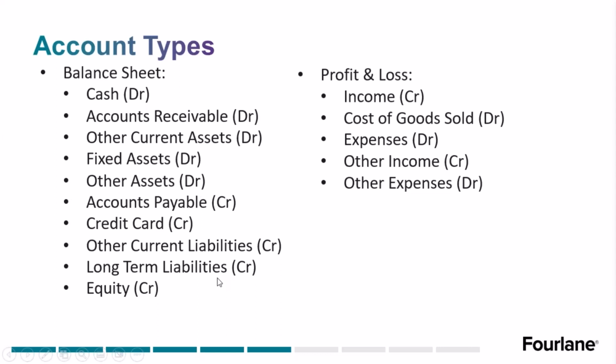Then we move to the liability section, which has accounts payable. So for accounts payable to go up on the balance sheet, you are crediting, right? That's why we see a credit here. Okay, so we have accounts payable, pretty self-explanatory. We have credit card type accounts, also pretty self-explanatory. We have other current liabilities.